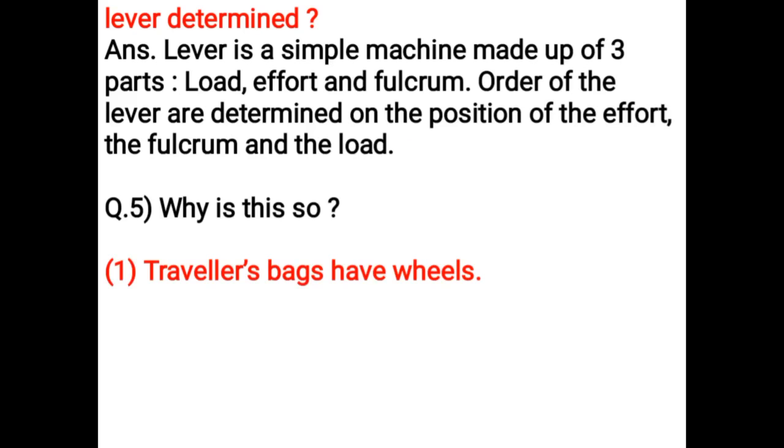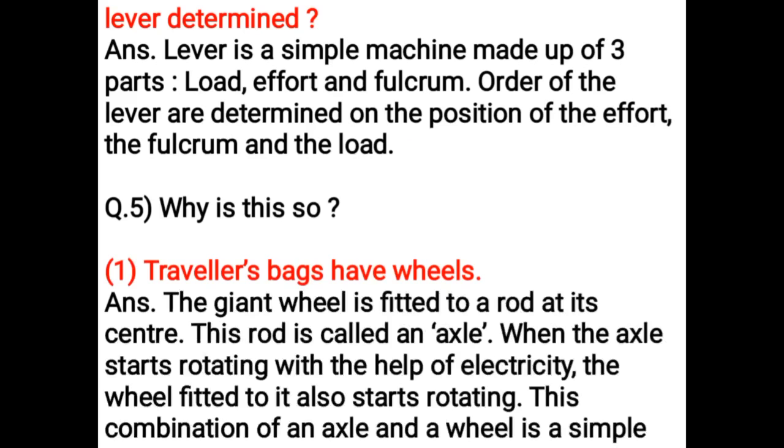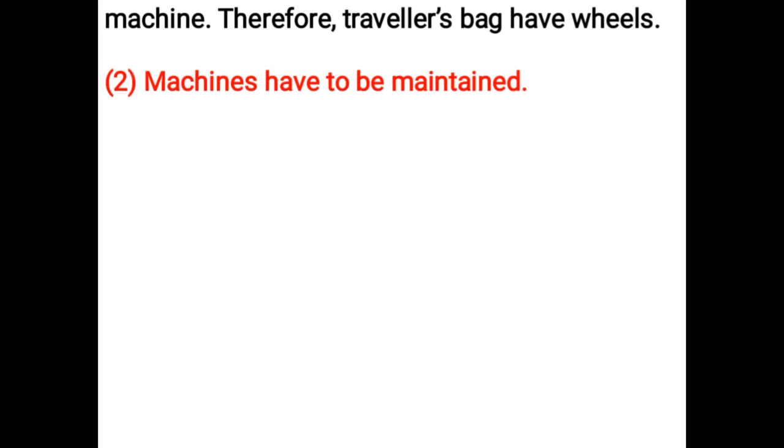Why is this so? Traveler's bags have wheels. The wheel is fitted to a rod at its center. This rod is called an axle. When the axle starts rotating with the help of electricity, the wheel fitted to it also starts rotating. This combination of an axle and a wheel is a simple machine. Therefore, traveler's bags have wheels.